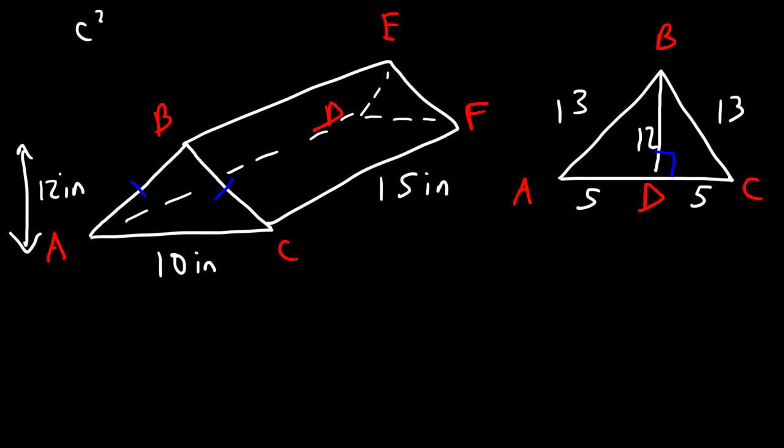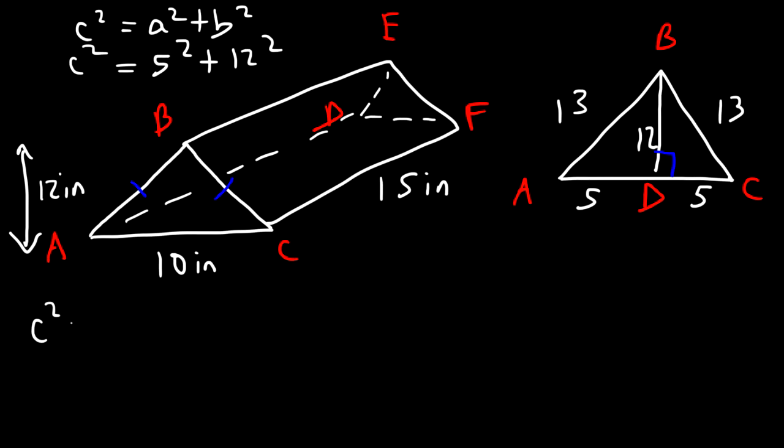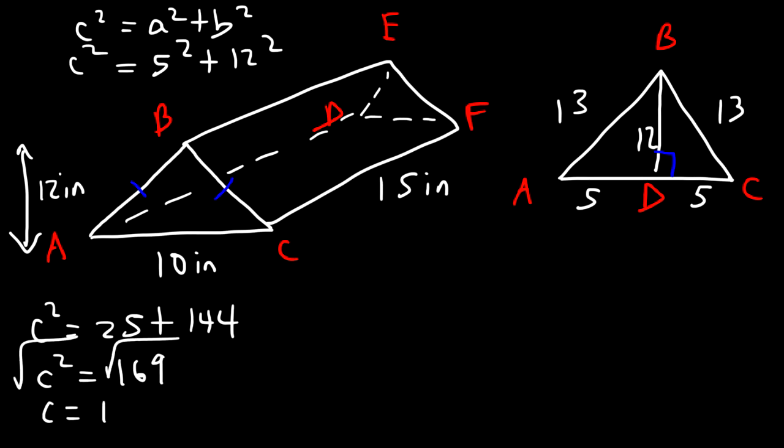And you can calculate the missing side using the Pythagorean theorem if you don't know the special right triangles. So it's going to be 5 squared plus 12 squared equals c squared. So 5 squared is 25, 12 squared is 144, and then these two add up to 169. So if you take the square root of both sides, you can see that the hypotenuse is going to be 13.